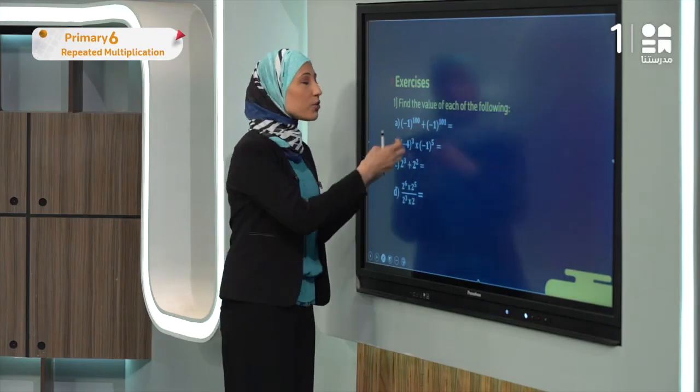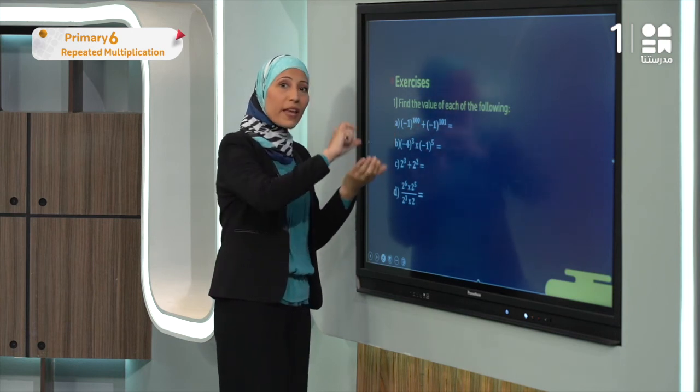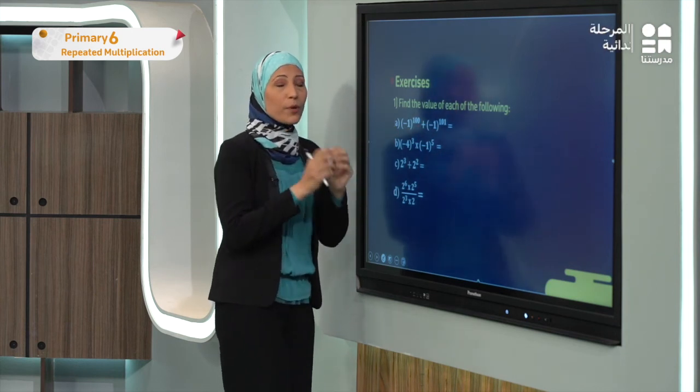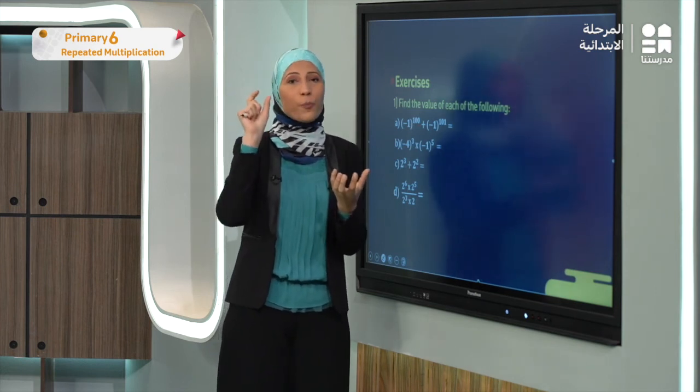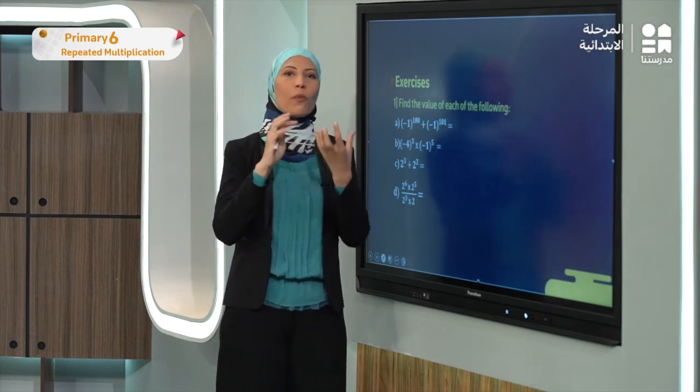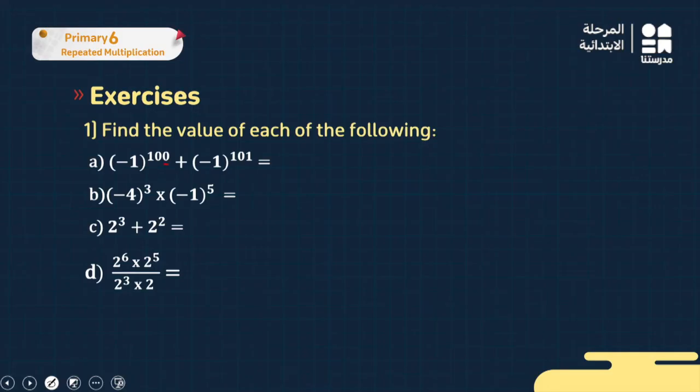So I am going to change my base from negative to positive, because we said if I have a negative base with an even power, my base will be changed to a positive base. So instead of writing negative 1 to the power of 100, I can write it as 1. Also, I have negative 1 to the power of 101.